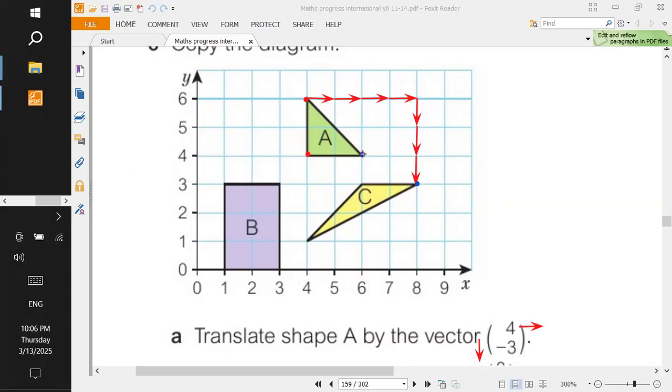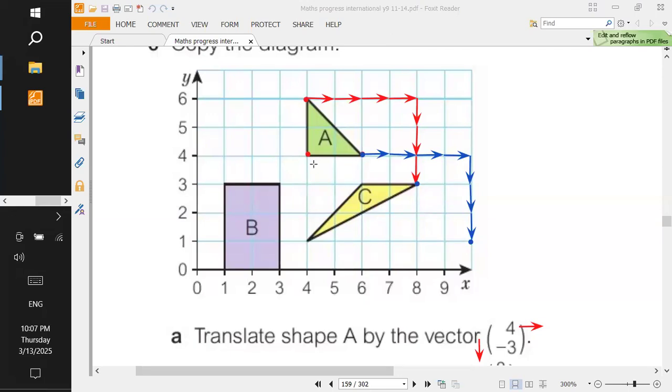So same idea. I'm gonna go 4 to the right. 1, 2, 3, 4. And then 3 down. 1, 2, 3. And this is the place of the new point. Now let's put it here.